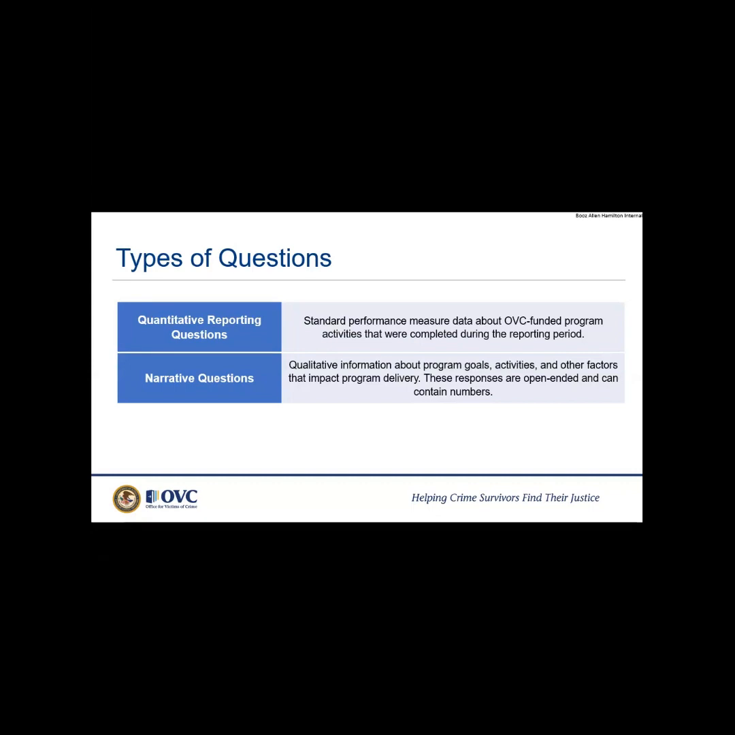The other type of question is the narrative question. There's a set of eight narrative questions that OVC grantees are responsible for, and they are completed on that semi-annual basis, every 6 months. These narrative questions are considered the qualitative questions, where grantees and subgrantees are sharing information about their goals, their activities, their objectives, and any factors that impacted the delivery of their program during that reporting period. They are more like essay type questions where they're open-ended and you are just reporting information to OVC on the work that was completed during that reporting period, being as honest and transparent as possible to better help OVC understand where your organization is with the OVC award and if you are able to reach your goals and objectives within the timeline provided.